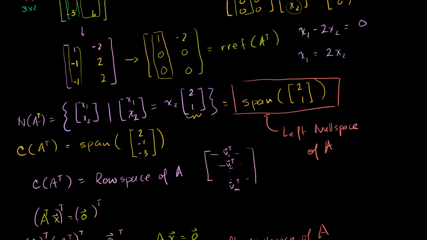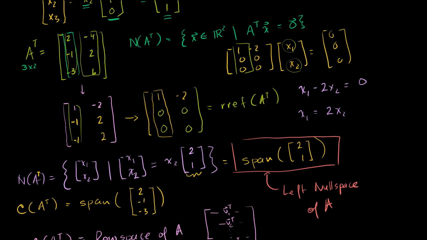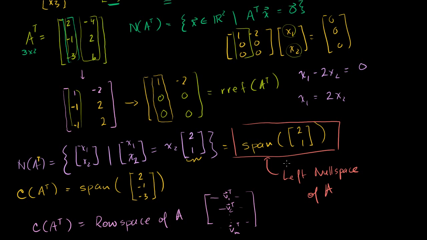of A. Now what was just the regular null space of A? The regular null space of A was essentially a plane in R3. That's the null space of A. The left null space of A is just a line in R2. Very different things.